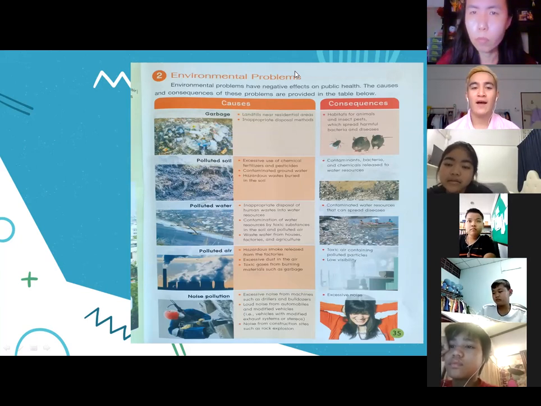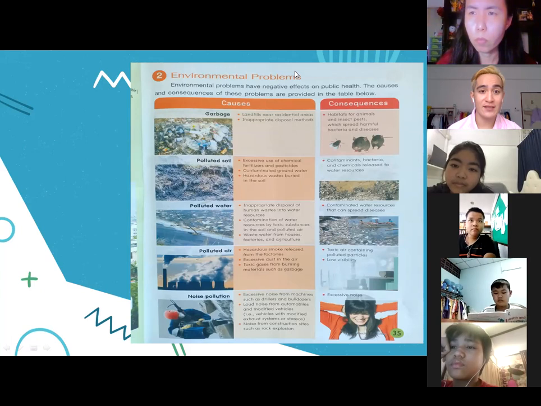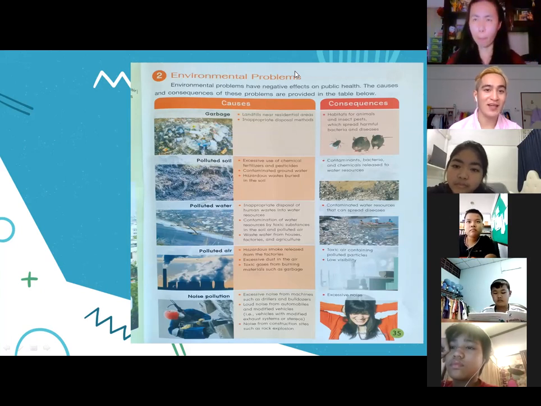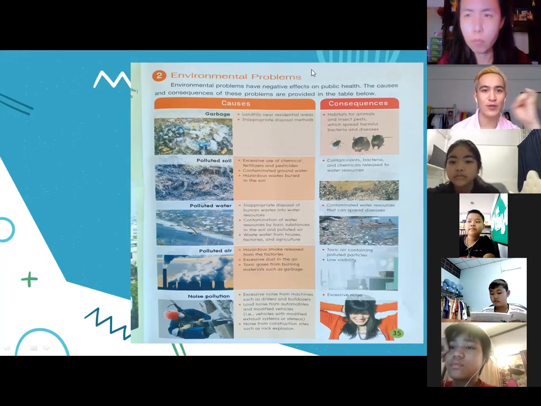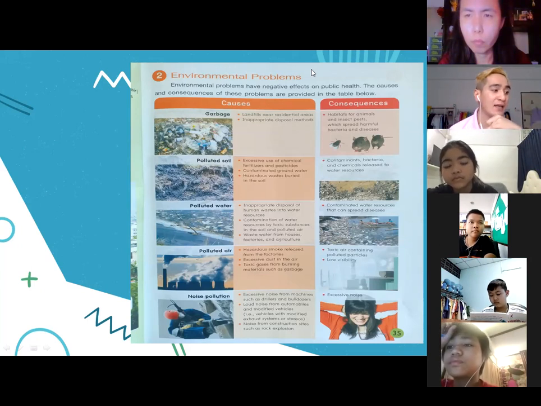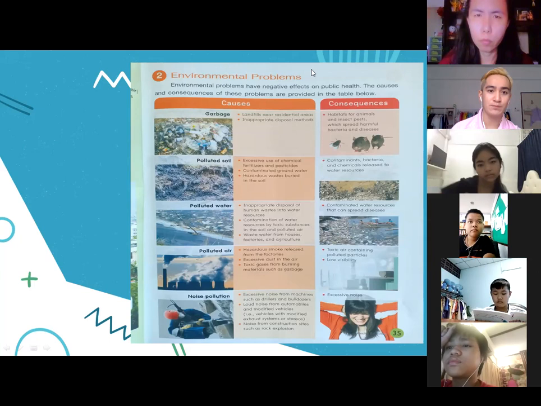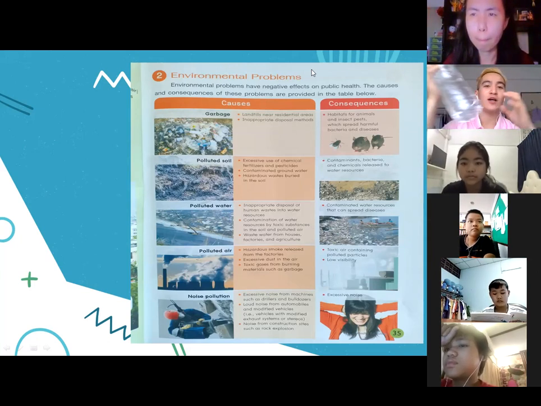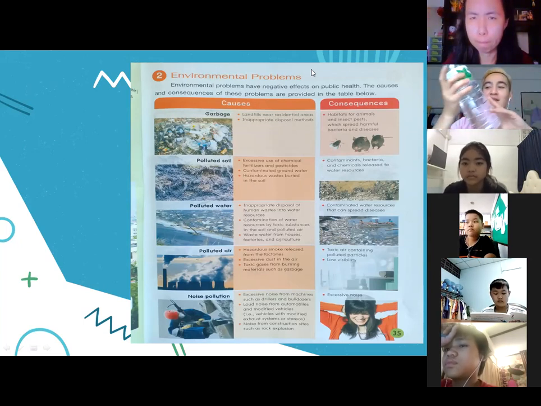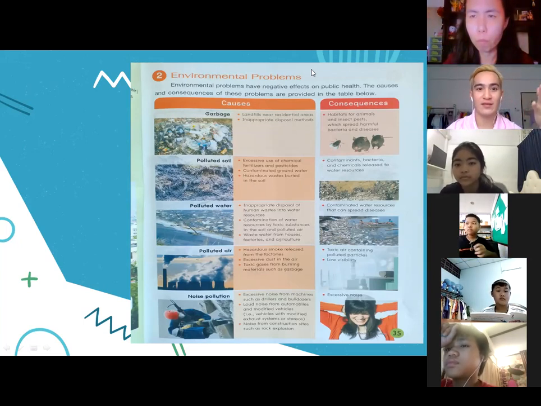Do you know the 3 R's? Recycle, reduce, and what is the other R? Recycle, reduce, and reuse. These are the 3 R's of the environment. When we say recycle, if you have something that can be recycled to become another helpful thing, for example, this bottle, we have a lot of things we can do with this empty bottle. That is recycling.